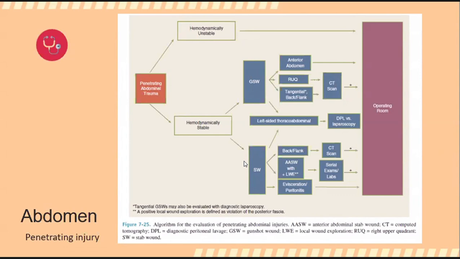For gunshot, pag anterior abdomen, gunshot, OR. Kasi sure yan na may tatamaan. Okay? Pag right upper quadrant, pwede kasi liver lang, tangential, so CT scan. Yun nga, pag tangential, back and flank, you can do CT scan. And if sa CT scan, may nakita na may liver injury, or may kidney injury, or may expanding hematoma, the patient may need to be operated upon.